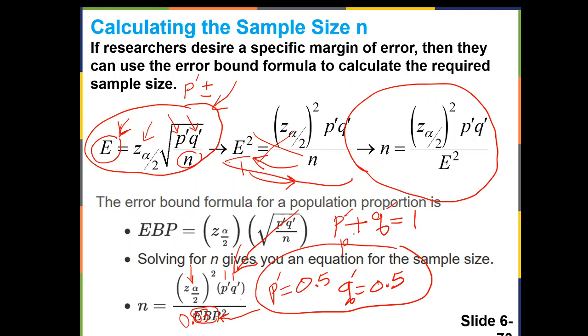Now, if you multiply two numbers that add up to 1, the maximum number that you can get is actually 0.25. And you can prove that algebraically. And I have the algebra if you want to look at it in the next slide. But if we take that as true, then we say, okay, the maximum contribution to this formula that p prime and q prime can have is when they are 0.5 and 0.5. And the maximum contribution would be 0.25.